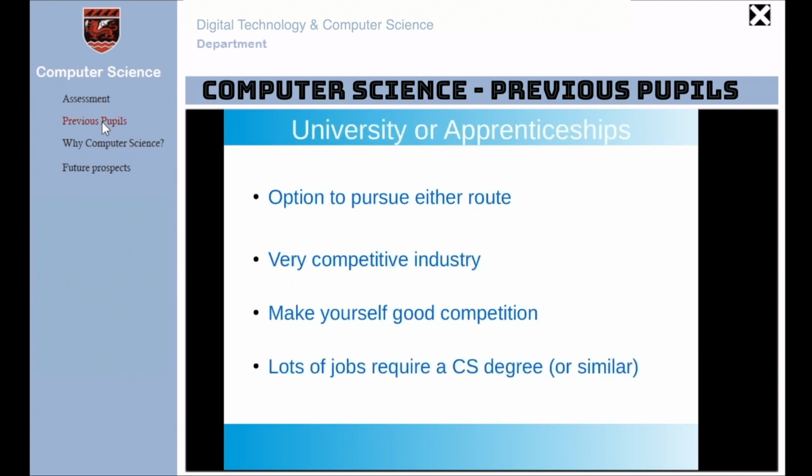So what can studying computer science at A-level do for you? Well, you've got several options, whether you go to university or get an apprenticeship or even just get a job. You can pursue either route. It's a very competitive industry though, so you want to make yourself as good competition as possible. And from my experience, the careers that I've looked at have required a computer science degree or something similar.